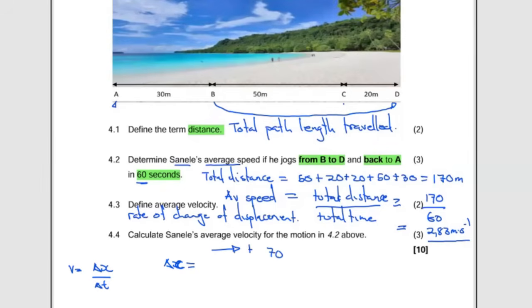Then in terms of the displacement from D to A, it is in the opposite direction. Therefore, I'm going to say minus. If we add our 20 plus our 30, I'm going to get a total distance of 50, and then plus 50, which is 100. So I'm going to say minus 100 there. Therefore, my answer is negative 30. What does negative 30 mean? It is heading in the opposite direction.